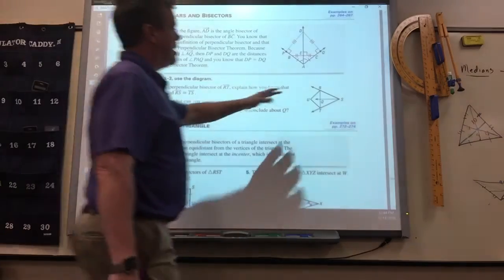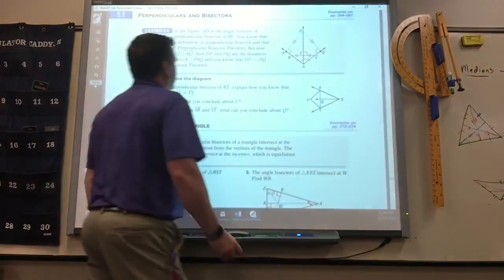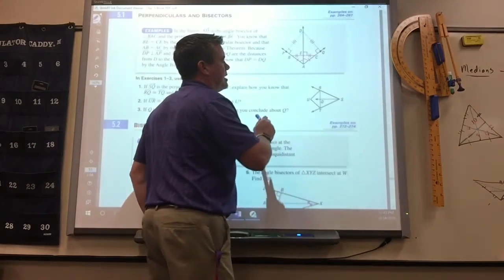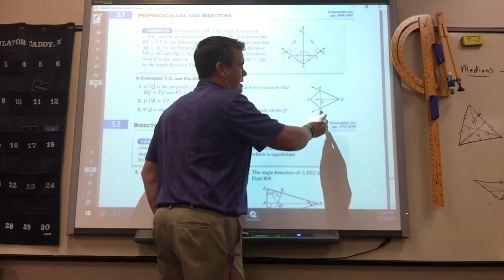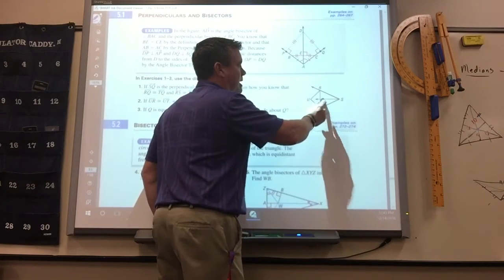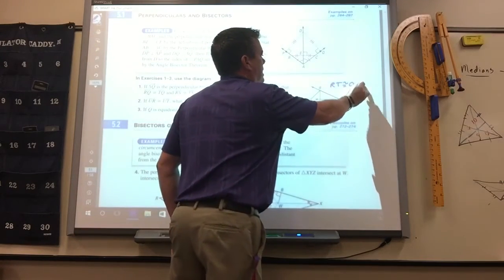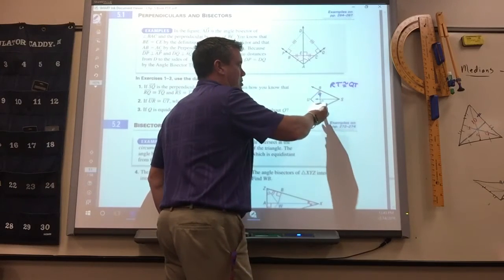So, we had a problem just like this in the book. They say that if SQ is the perpendicular bisector, what do you know about RQ and QT? They're congruent. So if they had it like this, if this is 4 and they ask for QT, that's just 4.